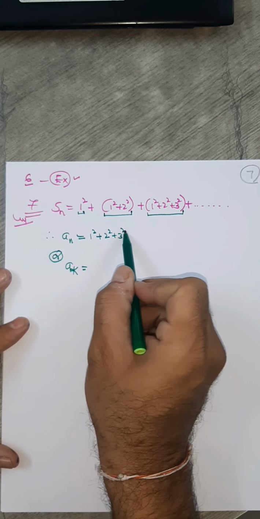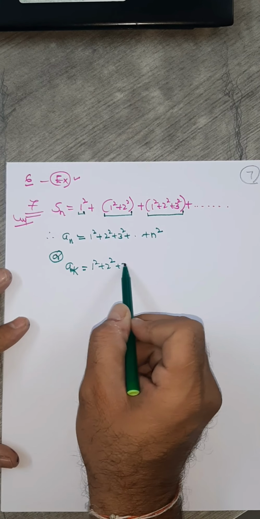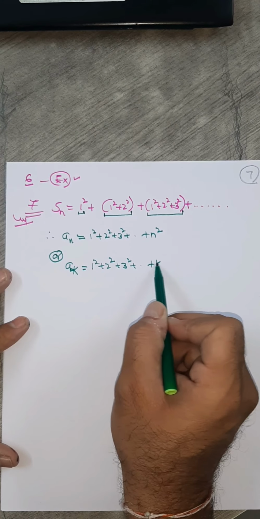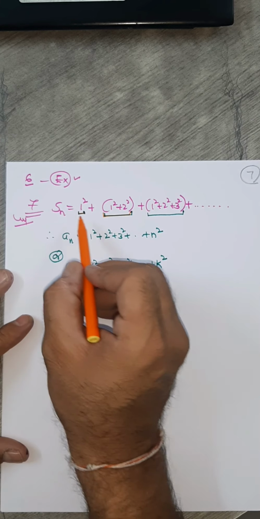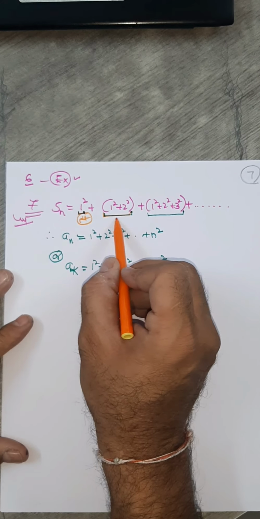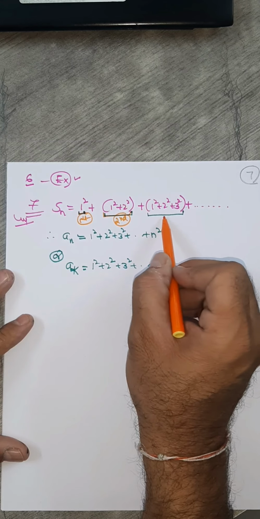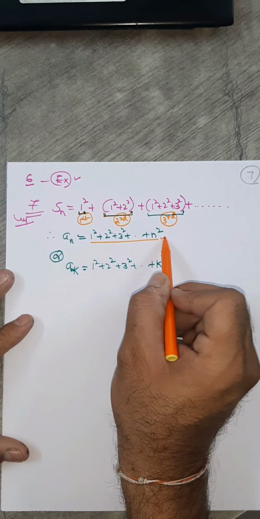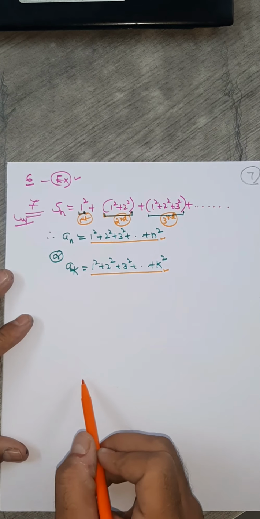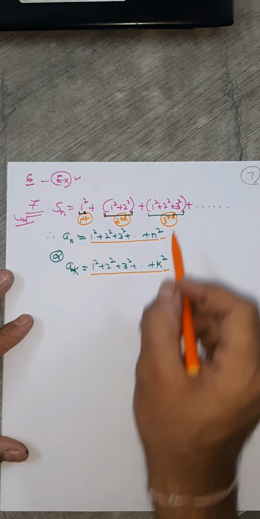In the third term, 1 square plus 2 square plus 3 square. So in the nth term it has to be 1 square plus 2 square plus 3 square up to n square. Or here you can write 1 square plus 2 square plus 3 square, and in the kth term it is up to k square. Shall I repeat? In the first term, up to 1 squared. In the second term, up to 2 squared. In the third term, up to 3 squared. So in the nth term it has to be up to n square, in the kth term up to k square. What should be my next step here? 1 square plus 2 square plus 3 square plus 4 square. Why? Because this is the fourth term. Got it?